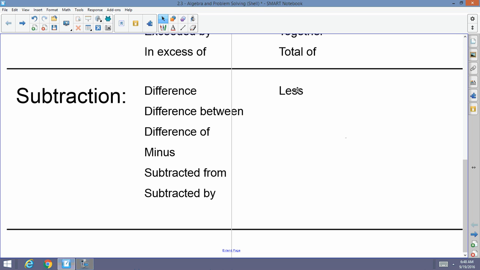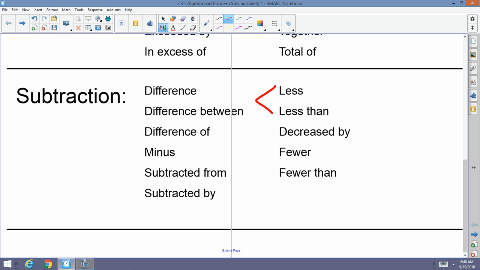Less. Less than. We're going to get back to these two. I want to talk about the difference there. Very important. Decreased by. Fewer. Fewer than. All of these words indicate subtraction. Now I'm going to pause in a second. However, I want to go over less and less than very carefully because there's a big difference here.